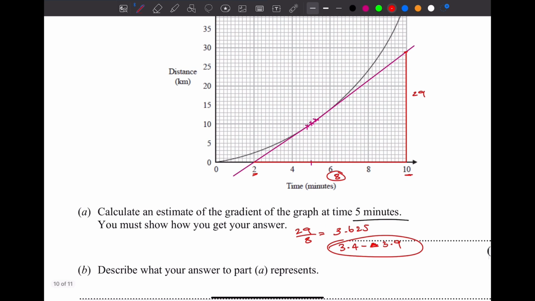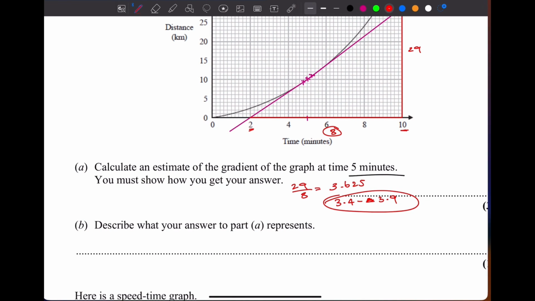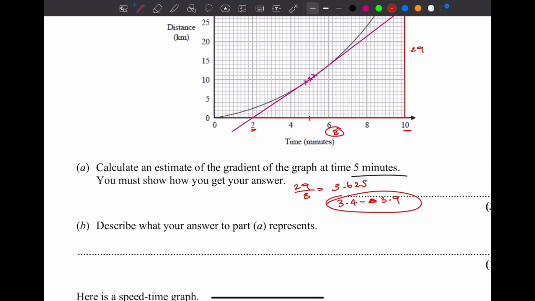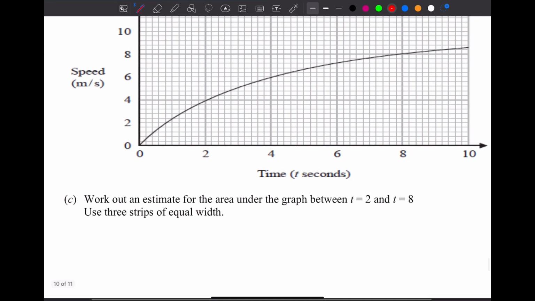Okay, what does it represent? Remember, the gradient on your distance time graph will always represent what? The area is distance, more or less. The gradient is your acceleration. No, sorry, the gradient on a speed time graph is acceleration. This is a what time graph? It's a distance time graph. So gradient on a distance time graph is your speed. A speed time graph here, so in here the gradient would be acceleration, but we don't want a gradient.